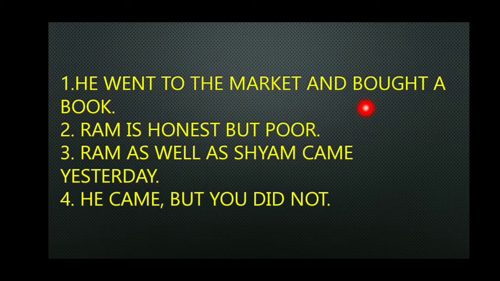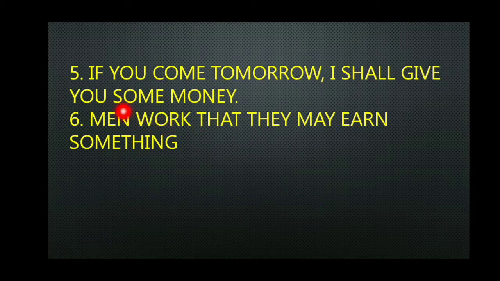So all these four examples show the coordinating conjunction. Those conjunctions which join two independent clauses or two words are called coordinating conjunctions. Now we move to the next example. If you come tomorrow, I shall give you some money, and in the next example, work so that they may earn something. In these two examples, we look at 'if' and 'that' joining the clauses. So this is called the subordinating conjunctions.